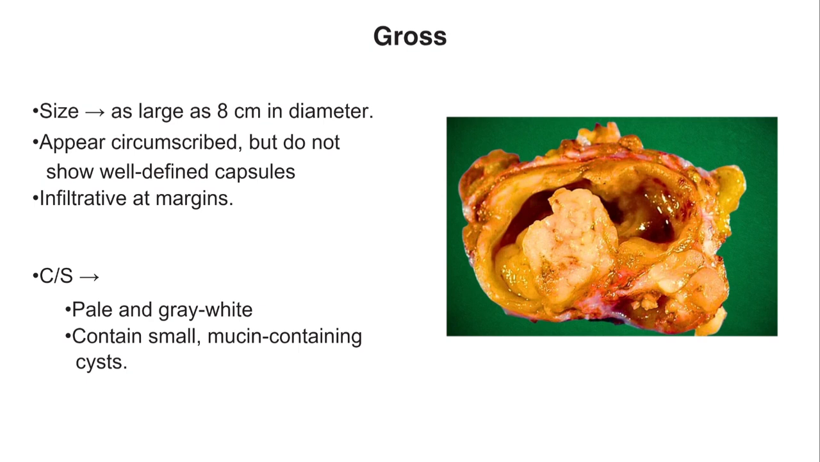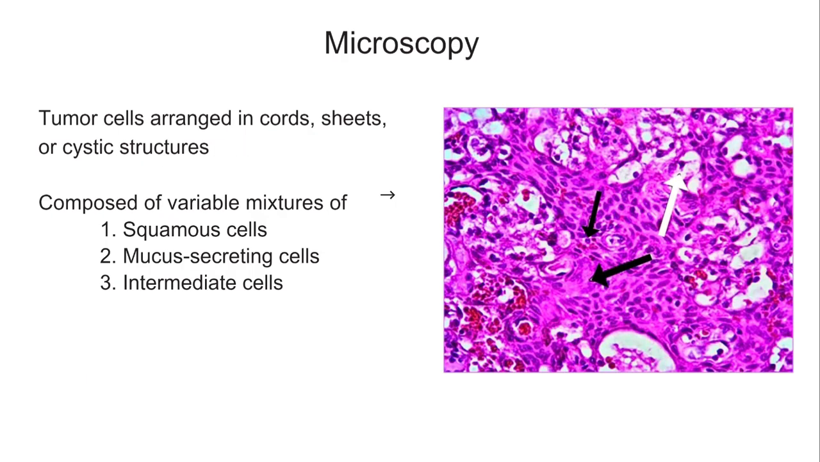These characteristics are vital for distinguishing mucoepidermoid carcinoma in a clinical setting, and they will set the stage for understanding its microscopic features, which we will discuss next. Let's delve into the microscopic characteristics of these tumors. The tumor cells can be found organized in a variety of structures, such as cords, sheets, or even cystic formations. This diverse arrangement offers an insight into the complexity of the tumor structure.